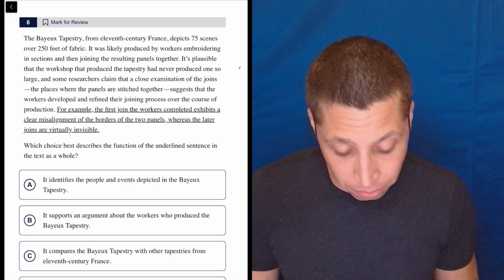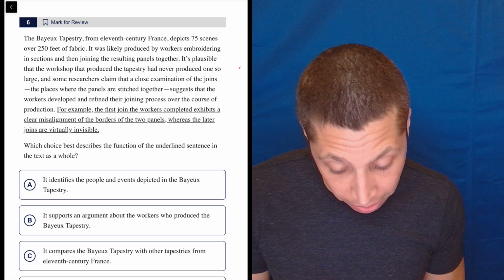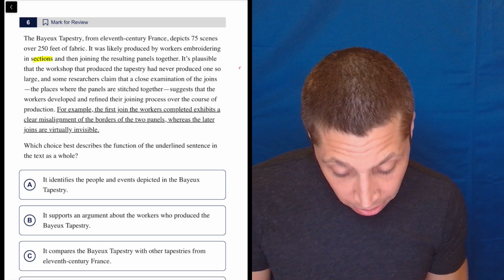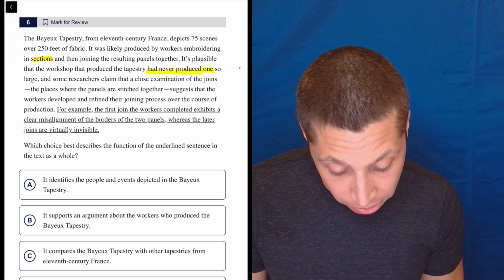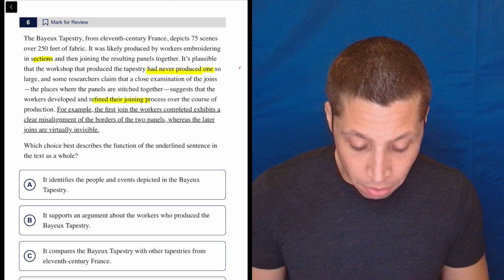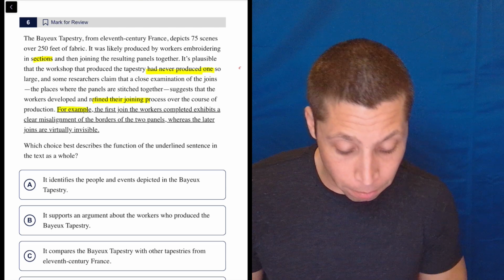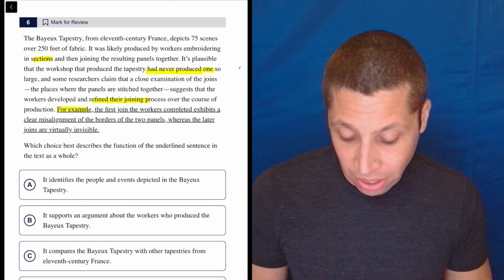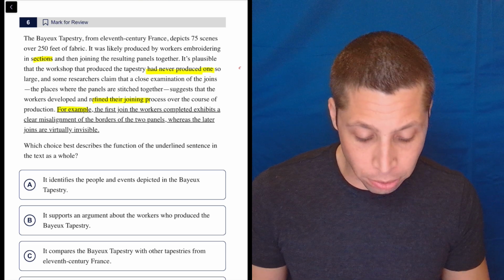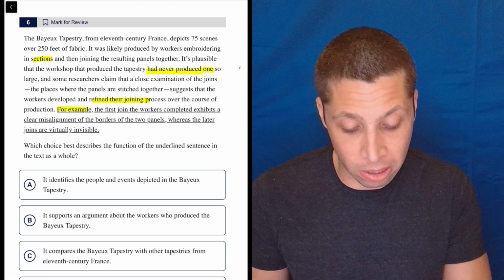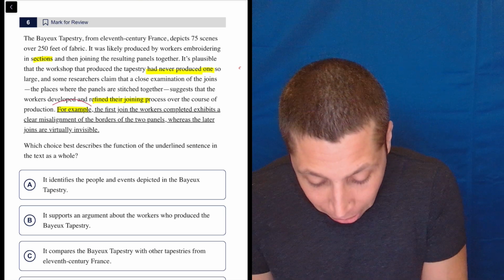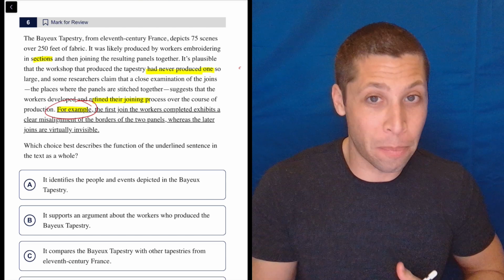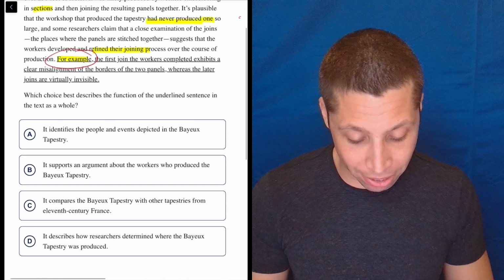So, I don't know, nothing really so far has struck me, right? They did it in sections, they had never produced one, and we have evidence of that because they're refining their process over time. For example, okay, well, it's probably an example. The first join the workers completed exhibits a clear misalignment of the borders of the two panels, whereas the later joins are virtually invisible. I love it when the underlined portion just kind of tells me, right? The dumb summary is, it's an example of something they already said. Let's see if there's a choice that kind of matches that.